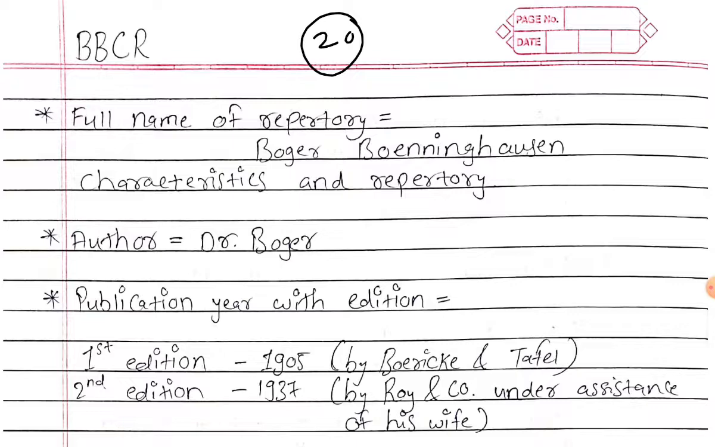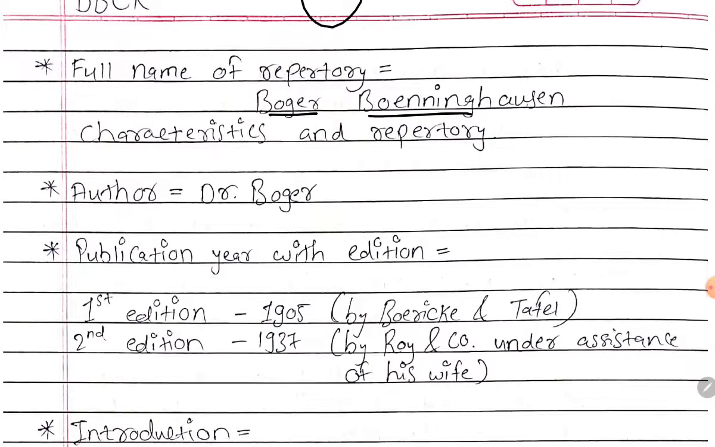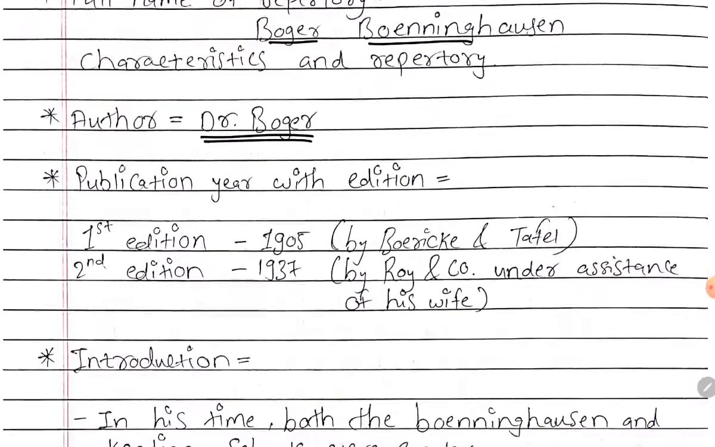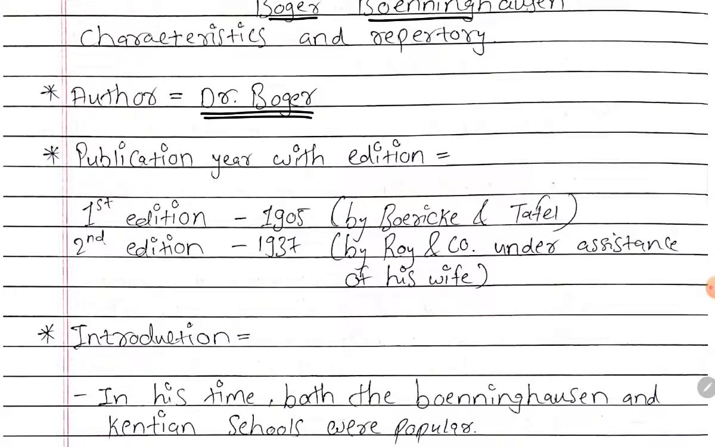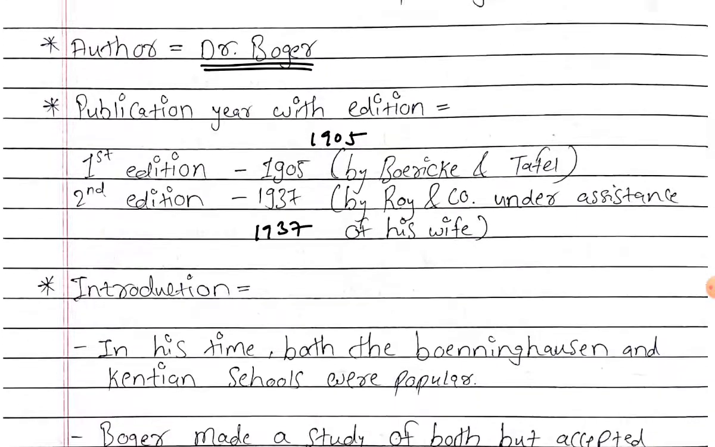So the full name of the repertory is Boger Bonninghausen's Characteristics and Repertory. Author is Dr. Boger. Publication year with edition. The first edition was published in 1905, and the second edition was published in the year 1937. The first edition was published in 1905 by Borick and Tafel, and the second edition in 1937 by Roy and Company under the assistance of his wife.